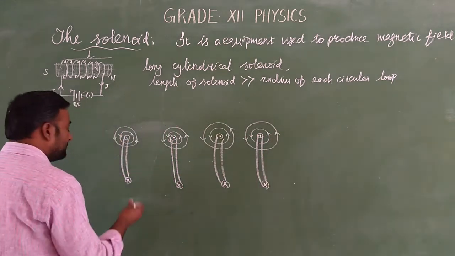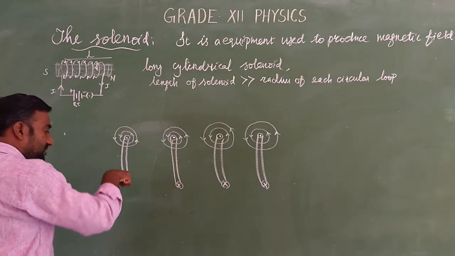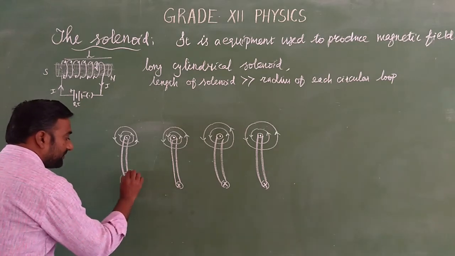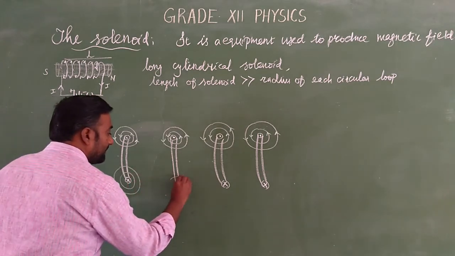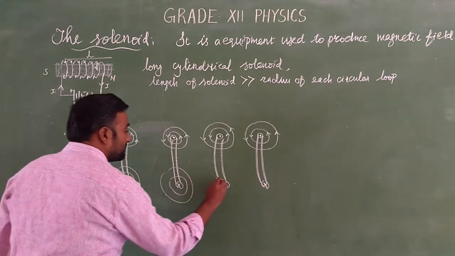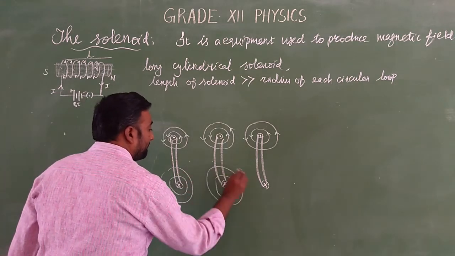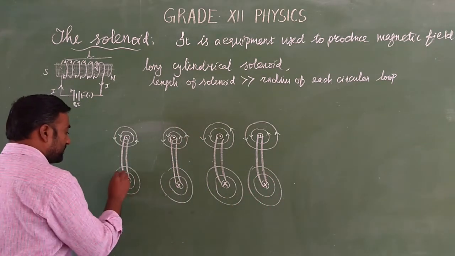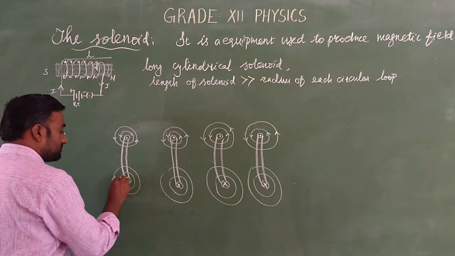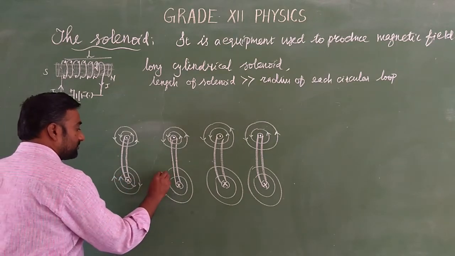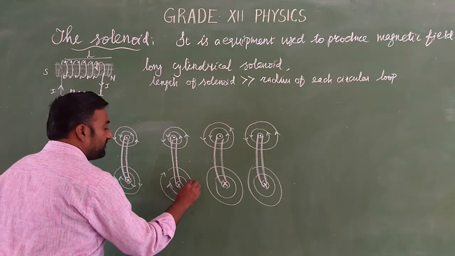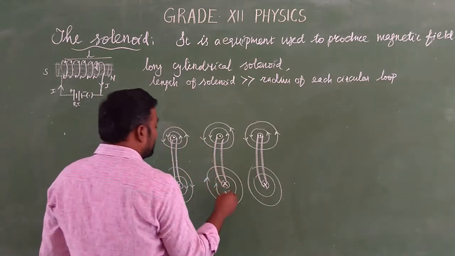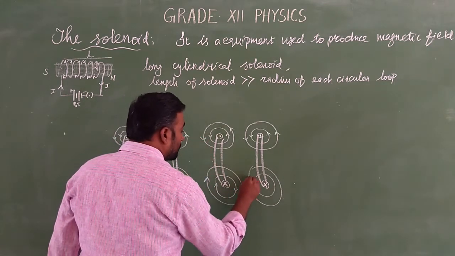But here the field is into the plane, so it is clockwise. See, in the lower portions it is into the plane, so we can say it is clockwise. So this is how we will find the direction of the magnetic field. In the upper portions it is anti-clockwise, in the lower portions it is clockwise.